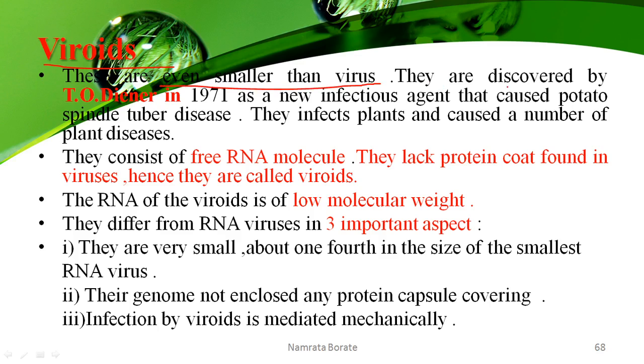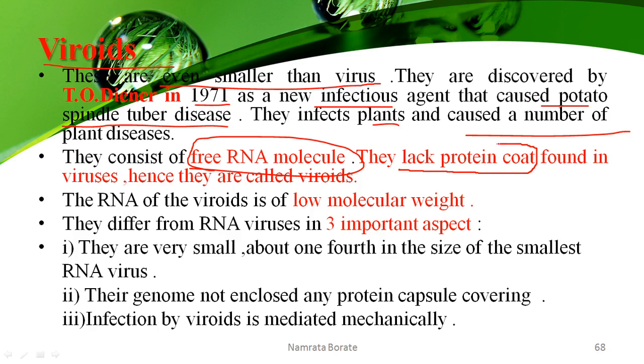They were discovered by T.O. Diener in 1971 as a new infectious agent that caused potato spindle tuber disease. They infect plants and cause a number of plant diseases. They consist of free RNA molecules only. They lack the protein coat.